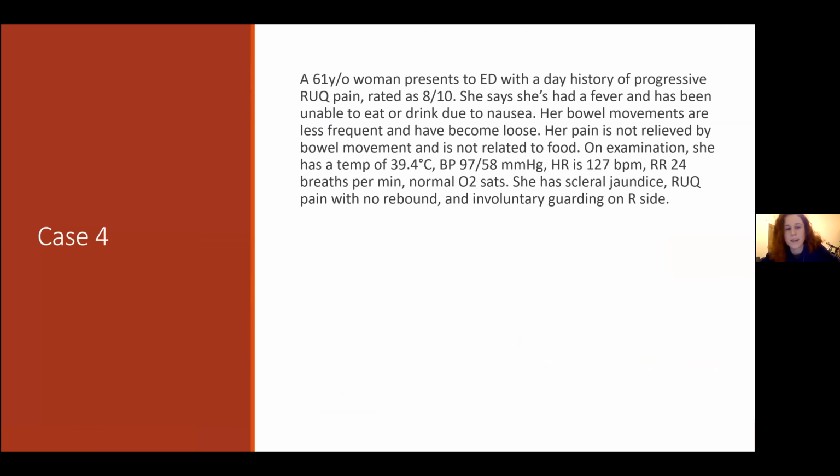On examination, she has a temperature of 39.4, a blood pressure of 97/58, a heart rate of 127, and a respiratory rate of 24, and her SATs are normal. She has jaundice in her eyes and right upper quadrant pain with no rebound tenderness, and involuntary guarding on her right side. So does anyone have any ideas what this could be? Cholecystitis, acute cholangitis.